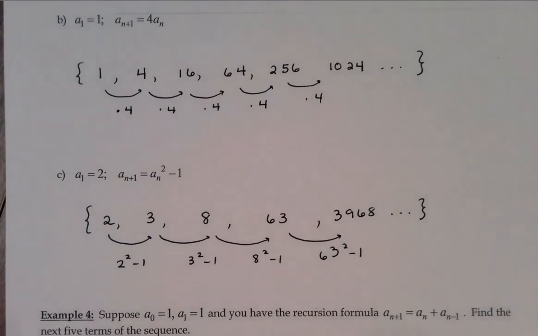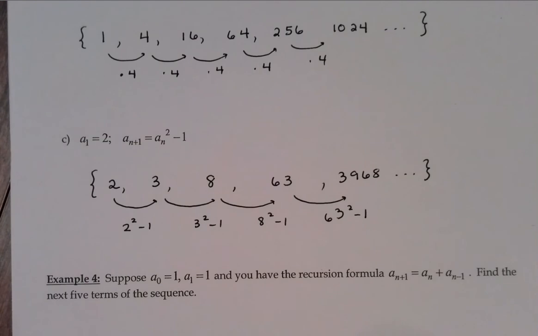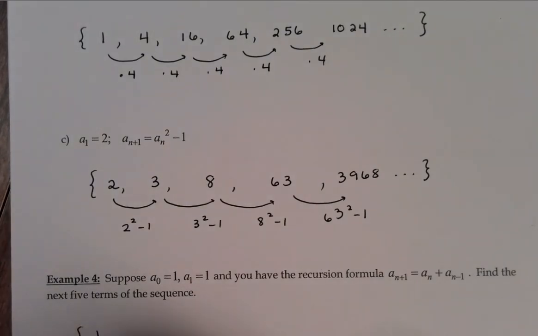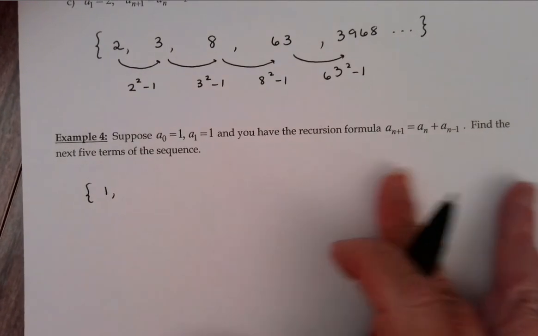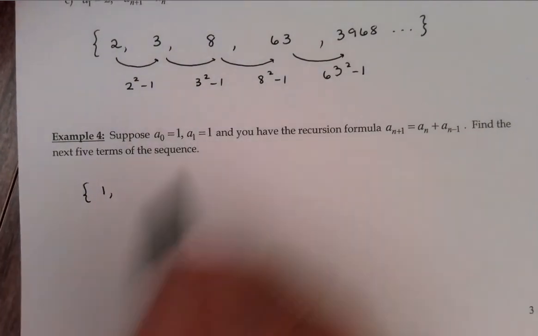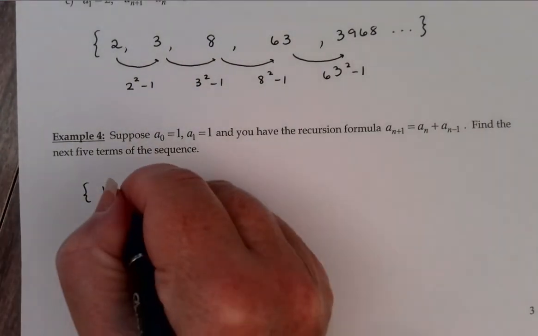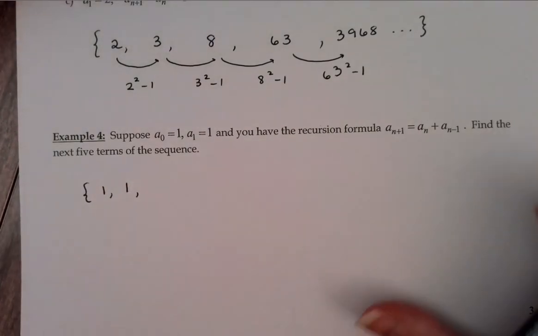All right, in the last example here about recurrence relations, example 4, I have an example where the recurrence depends not just on the previous term, but actually on the 2 previous terms. In this case, they've given us the first 2 terms. We're starting with an n of 0, so a sub 0 is equal to 1, and a1 is also equal to 1. So our first 2 terms are both 1.